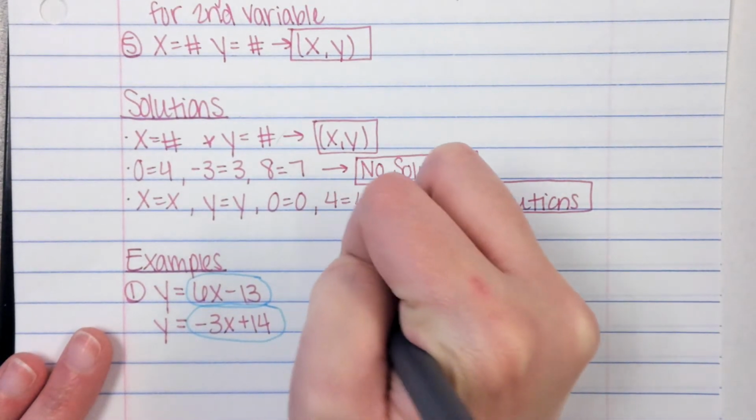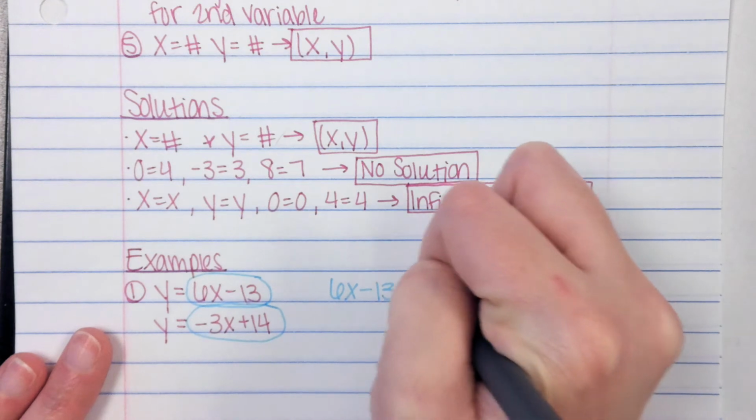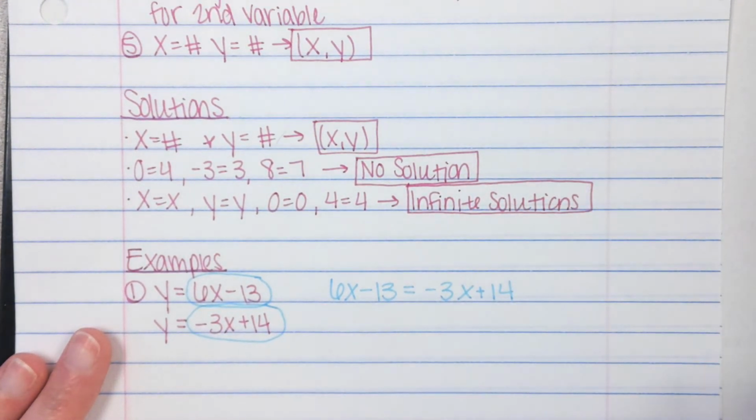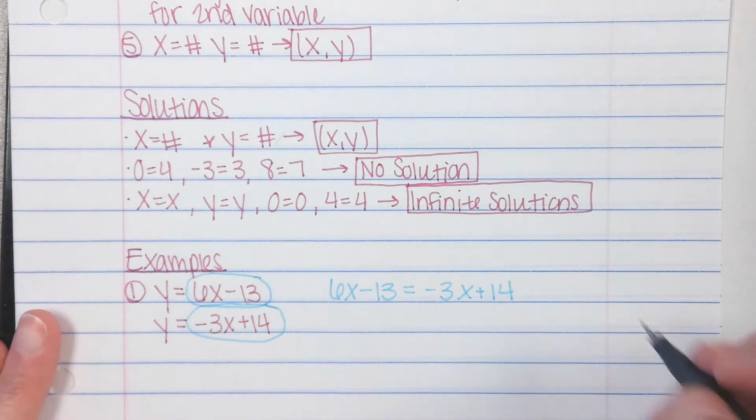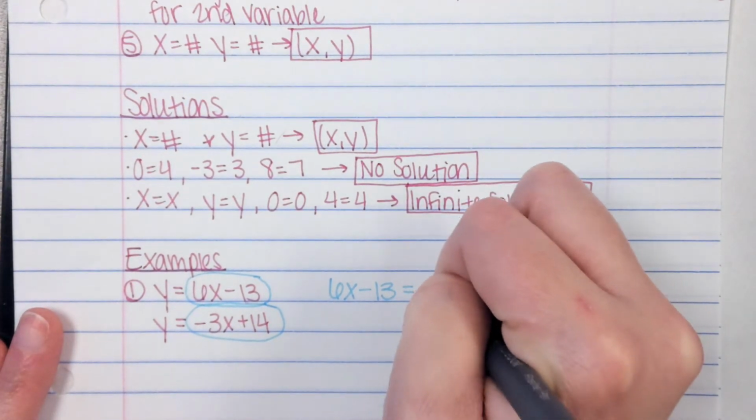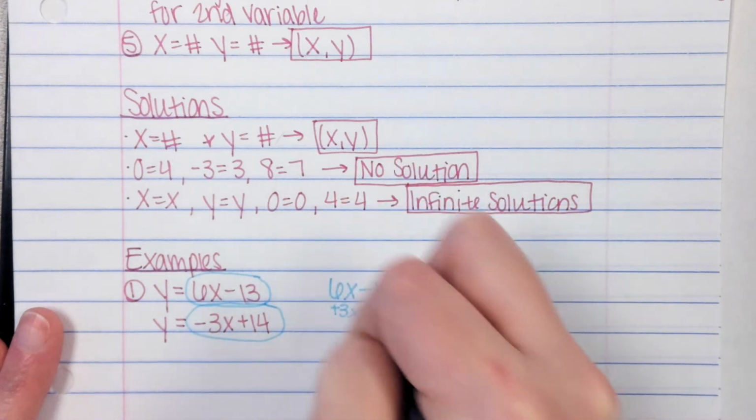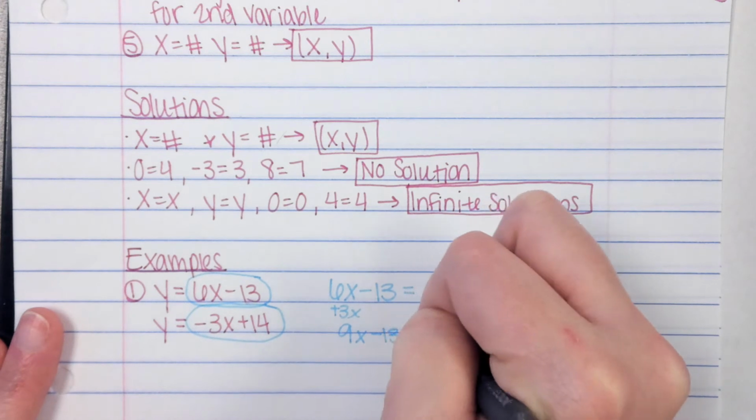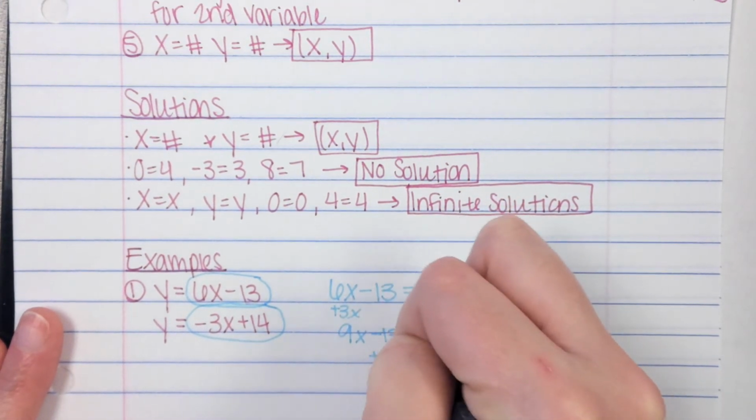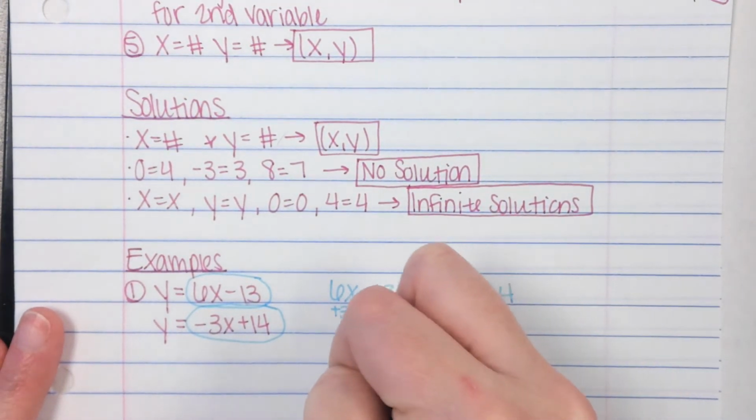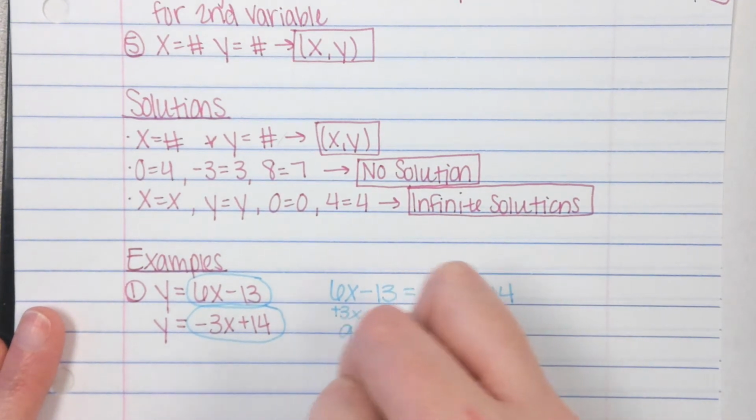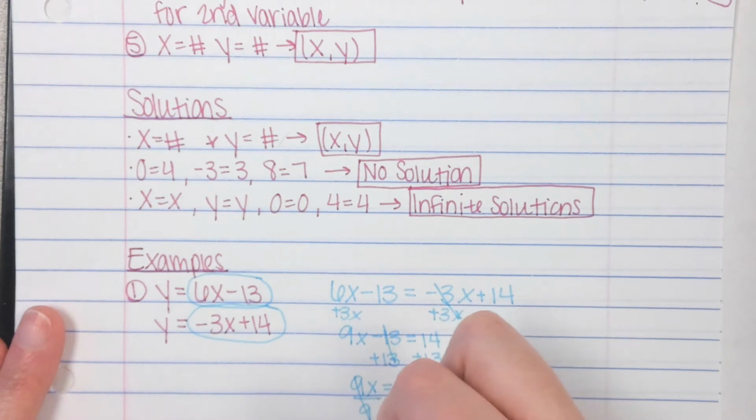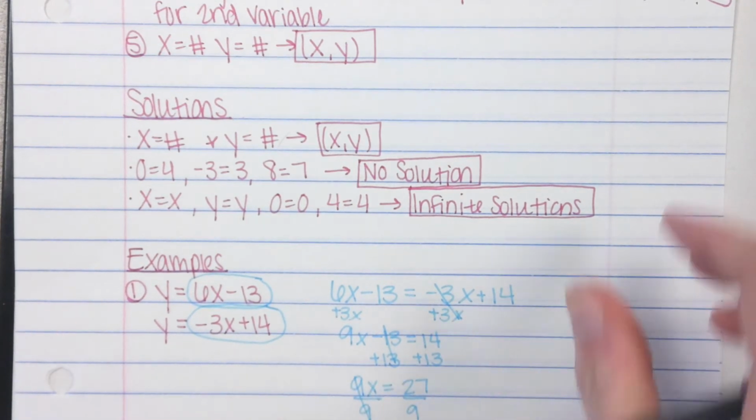So 6x minus 13 equals negative 3x plus 14. Now, you just solve that like any other multi-step equation. So we'll add 3x to both sides, and we get 9x minus 13 equals 14. We add 13 to both sides, and we get 9x equals 27. Divide both sides by 9, and we get x equals 3.